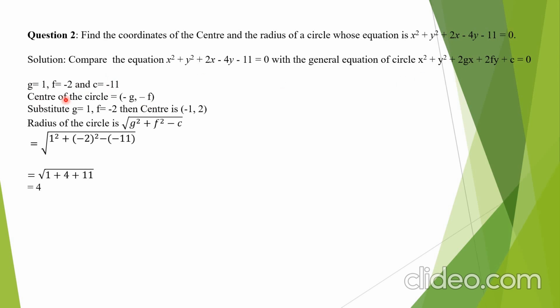Okay, we get the center as (-g, -f), substitute here. Now radius can be obtained as root of g square plus f square minus c. Substitute the values of g, f, c here also. We get the radius and center of the circle.